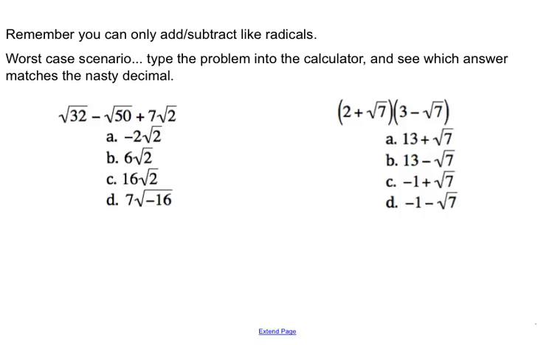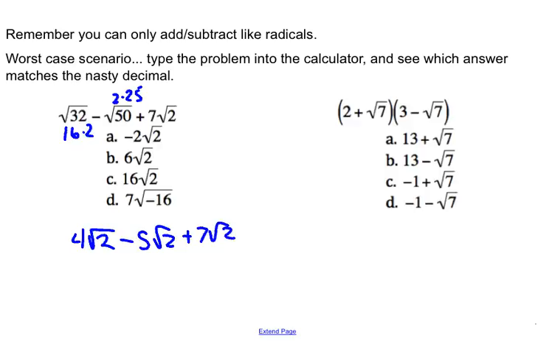So when we have problems like this, we want to pull out whatever we can. 32: well, I know that 32 is the same as 16 times 2, and 16 is a perfect square. You can pull out that 4, you get 4 root 2. 50 is really 2 times 25. 25 is a perfect square. You can pull out that 5, you're left with that root 2, plus 7 root 2.